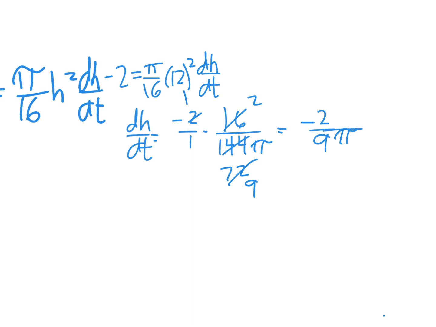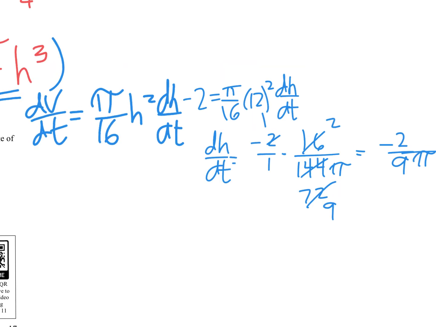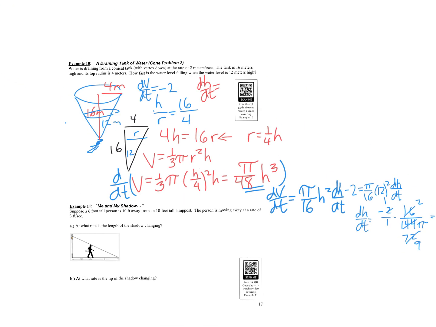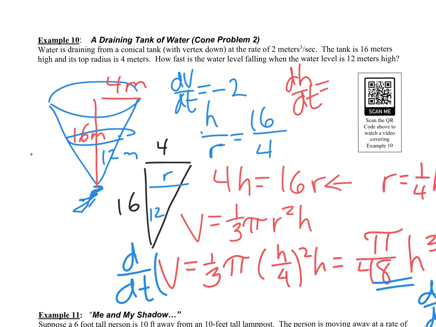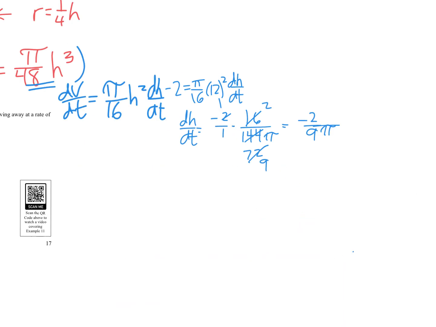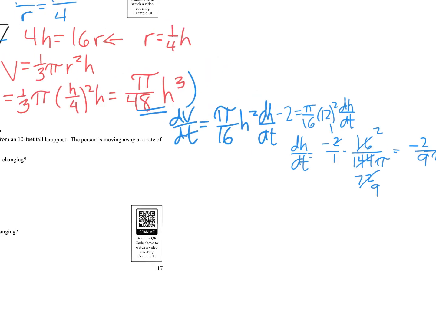All right, Jonah, you got this one? So it's negative 2 over 9 pi. What were we looking for? Cool. So the water level of the cone is? Nice. Per, what was it? I'm guessing seconds. Yeah, per second.